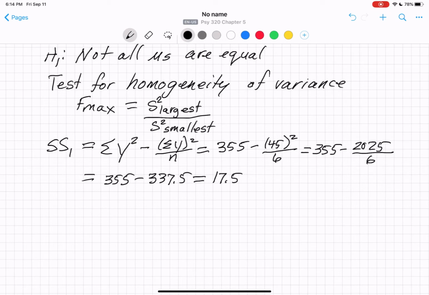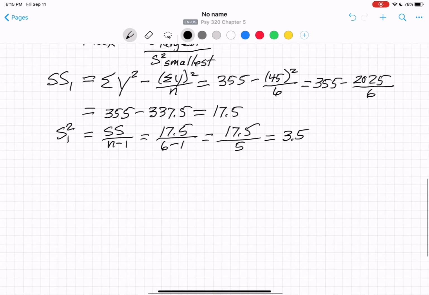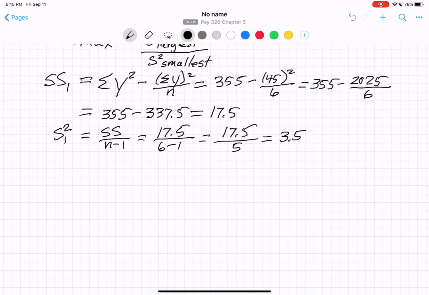This is not variance yet, so we have to get our s squared. I'm going to put a 1 there to remember this is for the first group. So 17.5 divided by 6 minus 1. When we do the division, we get 3.5. So that's the first variance, and that was for classical music. Now we're going to do it for the second group, which is no music.